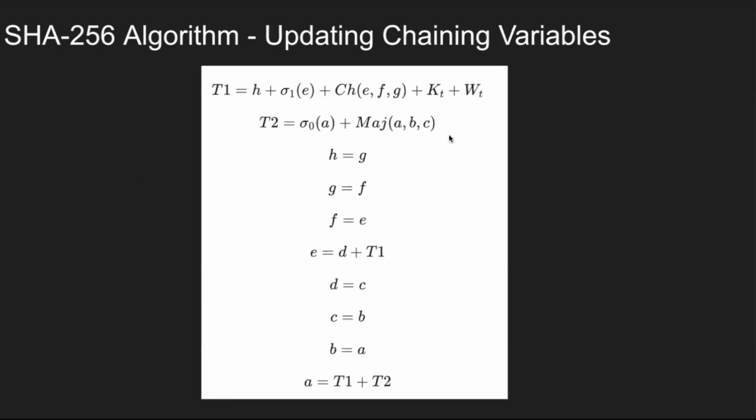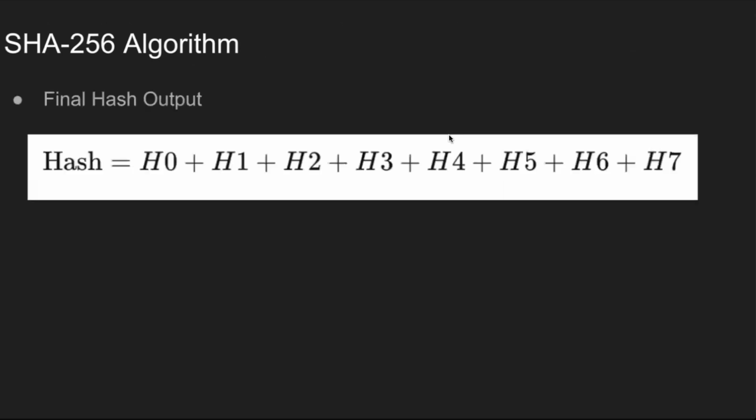After each round, the variables A through H are updated and the entire process is repeated for all 64 rounds. After all 64 rounds, the final values of the changing variables A through H are added to the initial hash values. The final 256-bit hash is the concatenation of these updated values.